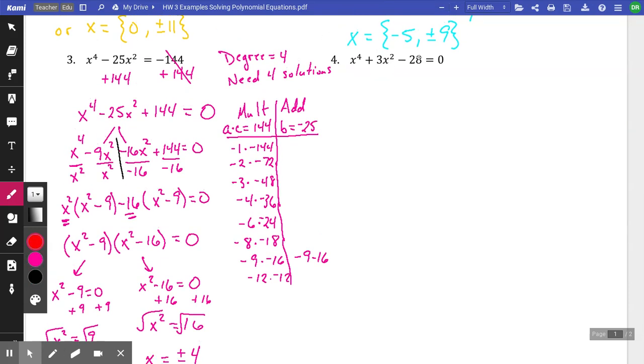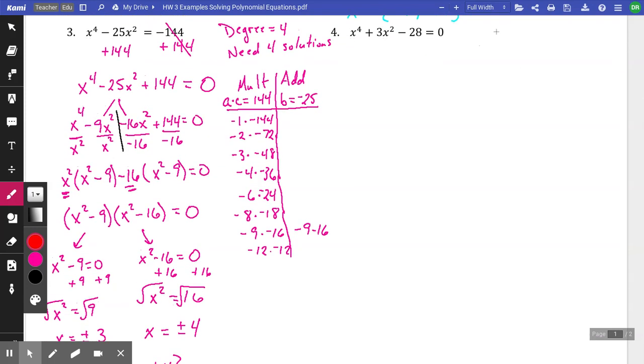Okay, so let's try another example like this. Another trinomial, that is. Notice the equation's already equal to 0, but instead of solving this one by factoring, let's try the quadratic formula. Maybe that's something we're a little more familiar with. Just as before, we check the degree, and in this case, the degree equals 4. So for us, that means that we need 4 solutions.